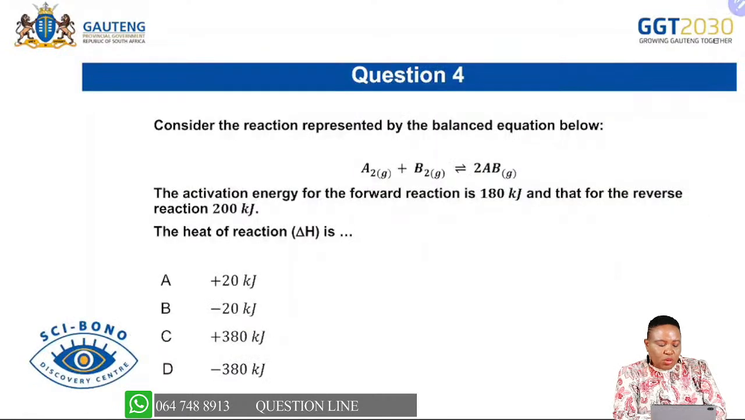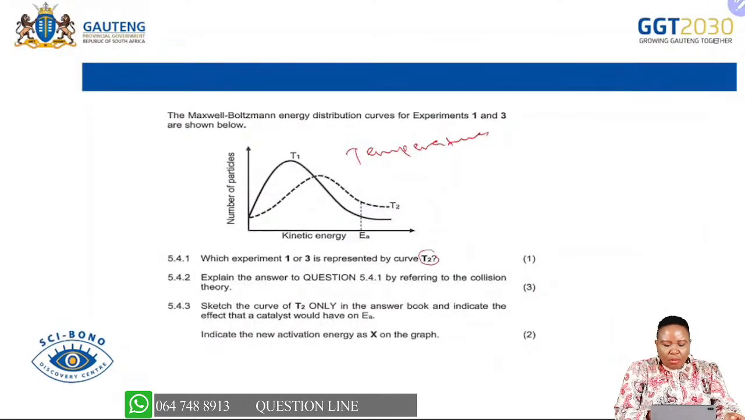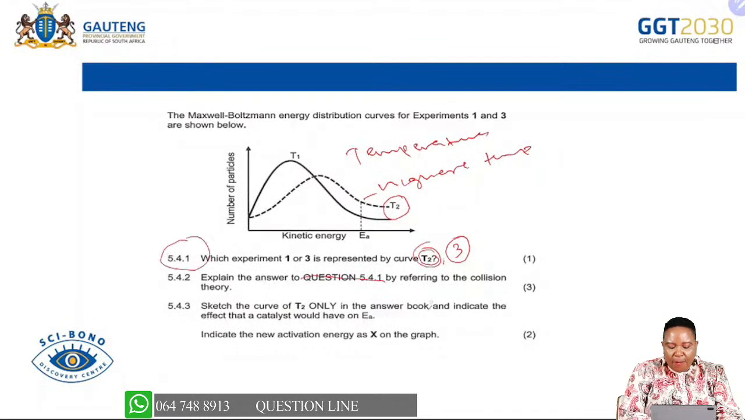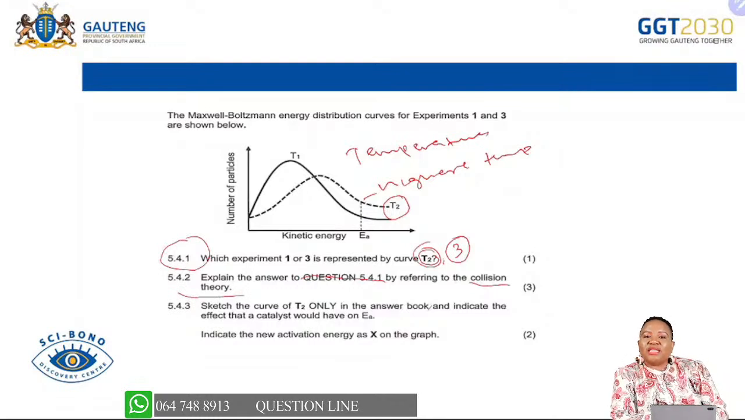And when you look at the two graphs, okay, let me just go back. When you look at the two graphs, you know that T2 represents what? Higher temperature. So therefore, they say here which experiment, 1 or 3, represents T2. You already know that where there was higher temperature, it was experiment 3. And explain your answer in 5.4.1 by referring to the collision theory. So as I said, you need to know how each factor affects the rate of reaction in terms of collision theory.